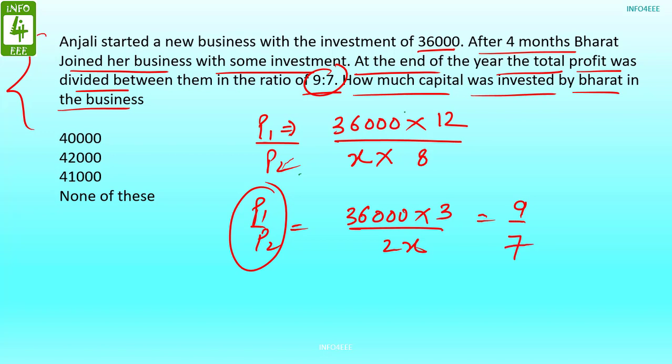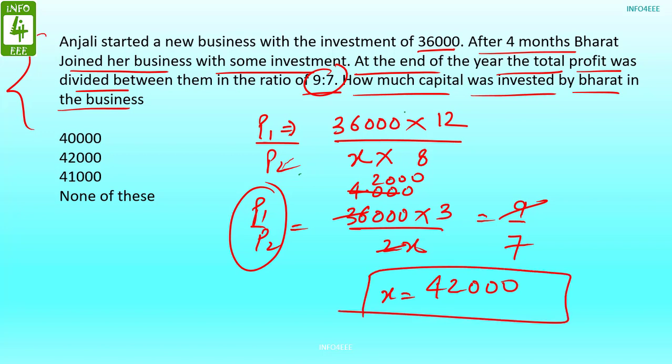So if you divide this 9 with this, it will give you 4000, and if you divide this, it will give you 2000, right? So the value of x is what? 7 will be multiplied here, 21, and it will be 42,000. So Bharat invested 42,000 rupees. So that's why the profit was shared in a ratio of 9 is to 7.